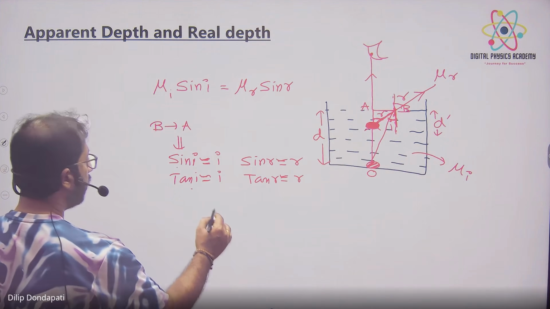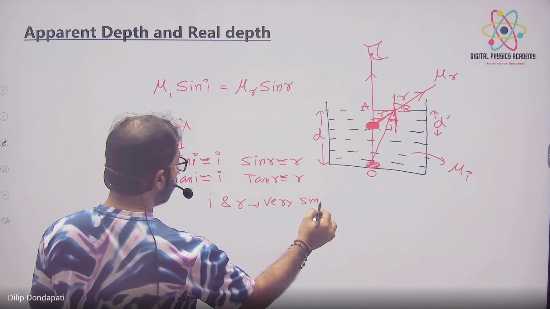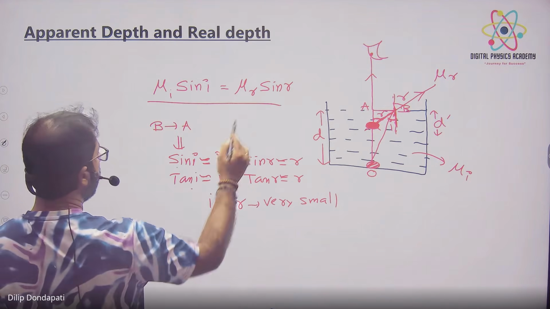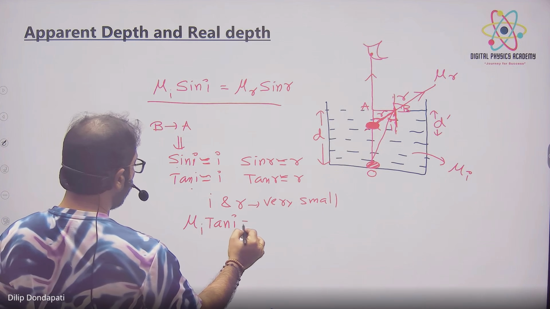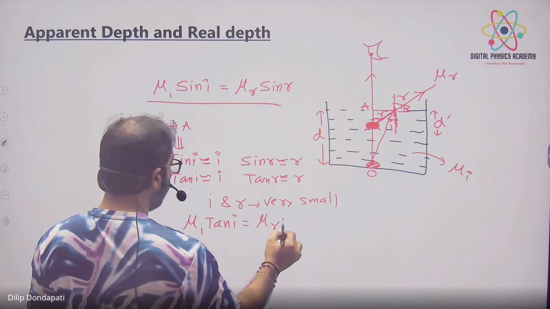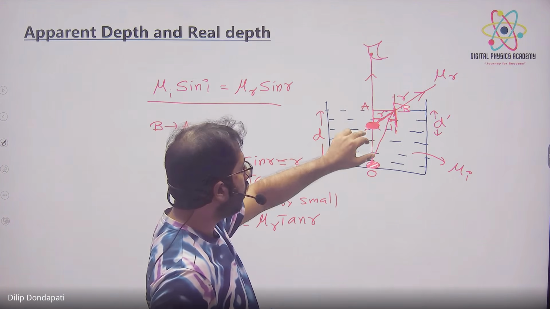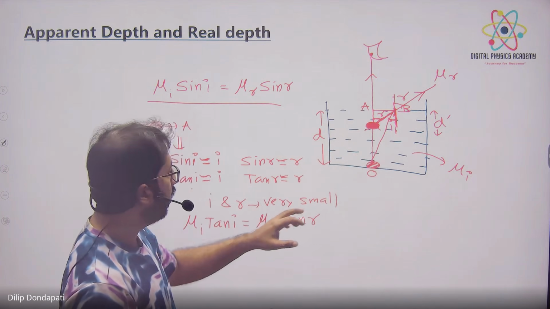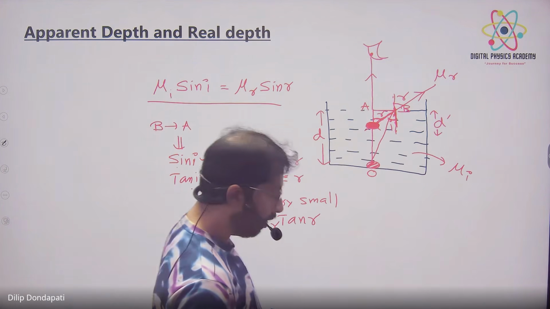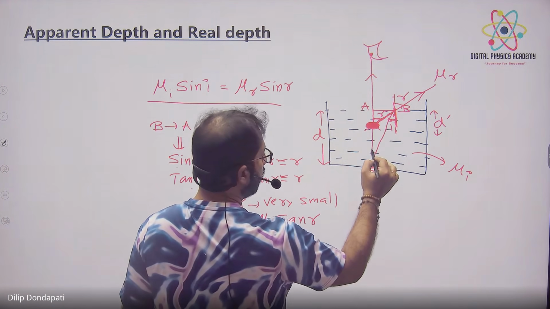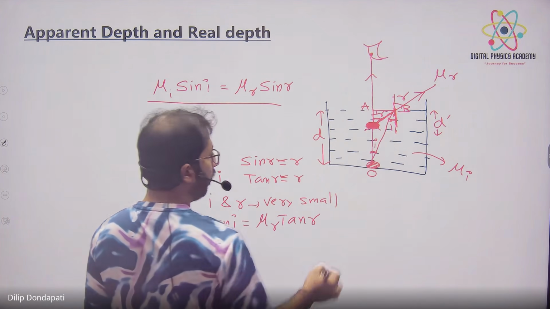Okay, so since I and R are very small, therefore substitute in Snell's law: mu I into tan I is equal to mu R into tan R. Now in this right angle triangle, what is tan I? Look, this is I, right? This is I. This is also I. Tell me, in this right angle triangle, what is tan I?